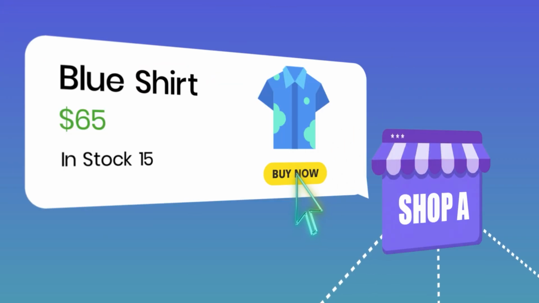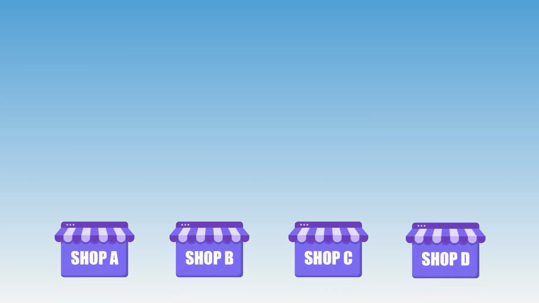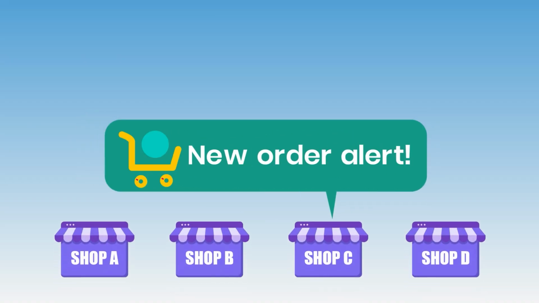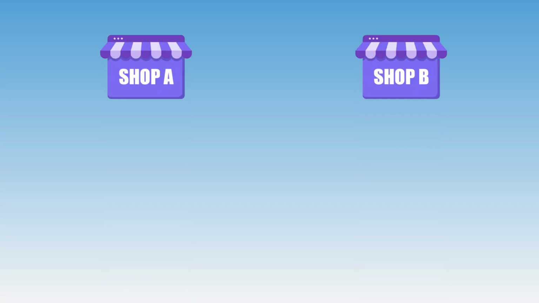Update your inventory on one site, and the rest mirror it instantly. Never worry about overselling again. The second an item sells anywhere, your entire retail network adapts. Stay in control of every update.